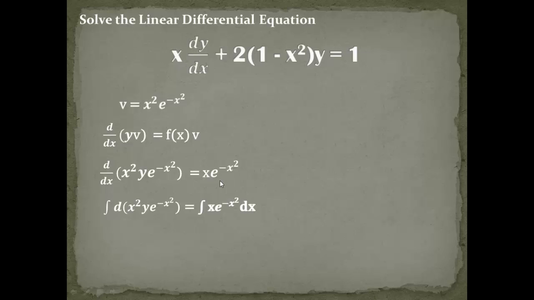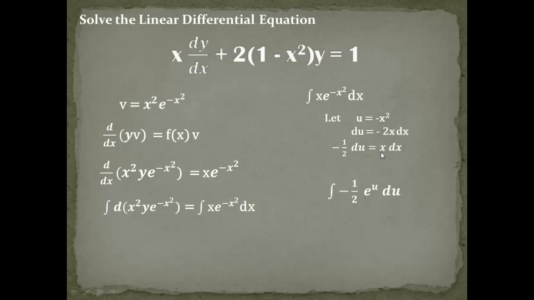Integrating this equation, we have the integral of d times the quantity of x squared times y times e to the negative x squared is equal to the integral of x times e to the negative x squared dx. To solve this part of the equation, we let u is equal to negative x squared and du is equal to negative 2x dx. And that's why we have negative 1/2 du is equal to x dx.